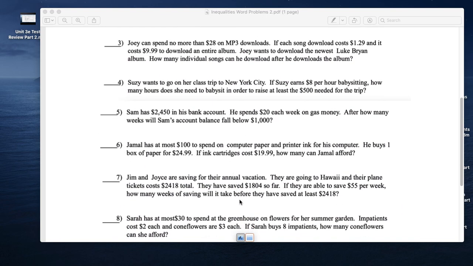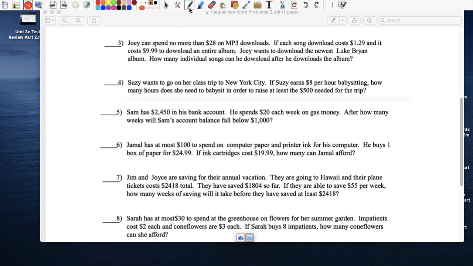Joey can spend no more than $28. So right away, $28 is the limit. If he spends $28 and 1 penny, he's not going to be able to pay for it. So we know whatever he's buying has to be less than or equal to 28. Each song download is $1.29, and it costs $9.99 to download an entire album. He just downloaded the entire album, so he paid $9.99 for a whole album.